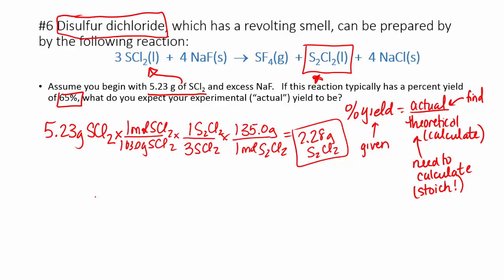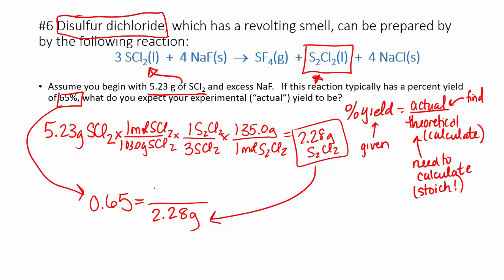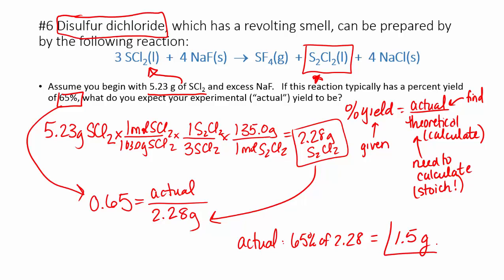Okay, so remember I said my percent yield is 65%, so I'm going to convert that into a decimal here. My theoretical yield is 2.28 grams. So this is my percentage, and I'm trying to find my actual yield. So my actual yield is basically 65% of what I should get in theory. So my actual yield is going to be 1.5 grams. And the reason why there's 2 sig figs there is because there were only 2 sig figs in the percentage that was given.